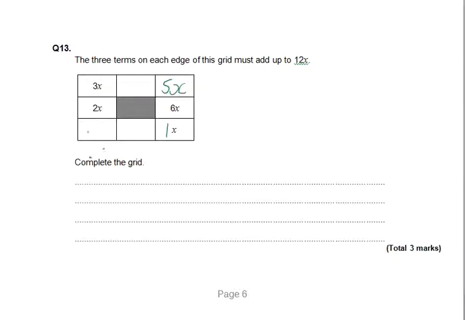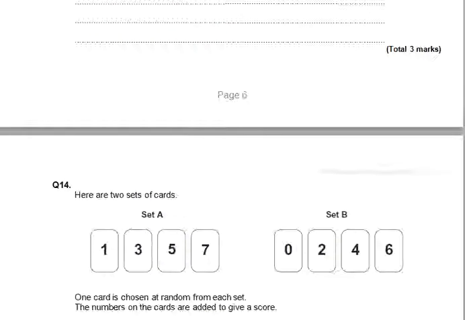3 plus 2 is 6, which means this one must be 6x. If we come across, 5 plus 3 is 8, 9, 10, 11, 12, so we get 4x in there. And then finally the bottom one, 6 plus 1 is 7x, 8, 9, 10, 11, 12. So as hard as this looks, it is basically just looking at your number work and being able to add up to 12. Okay, and knowing the fact that x just means 1x.